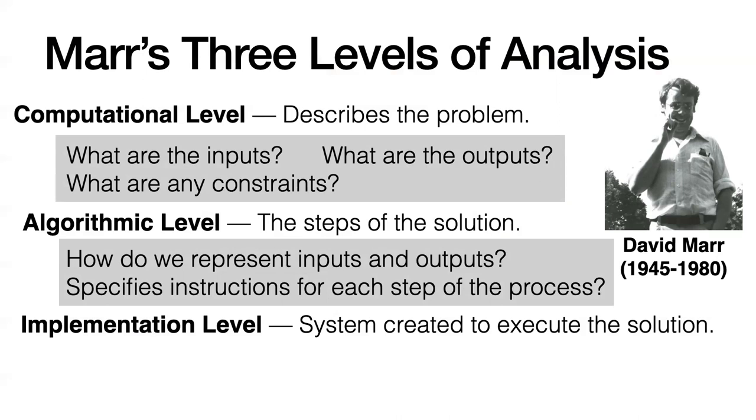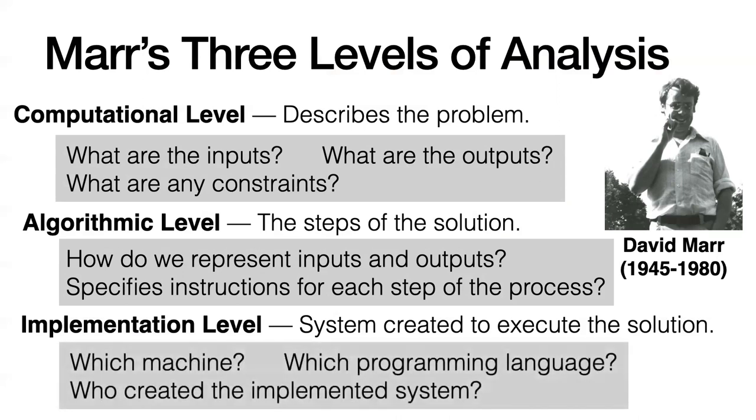And then once you have something at the algorithmic level, you have the implementation level. That's the specific system that you've created to execute the solution. So you have to think about what machine you are going to implement your solution on. Is it going to be a computer? What kind of digital computer? Is it going to be something that has GPUs? Is it just going to be a straight CPU implementation? Are you going to use an old 486?